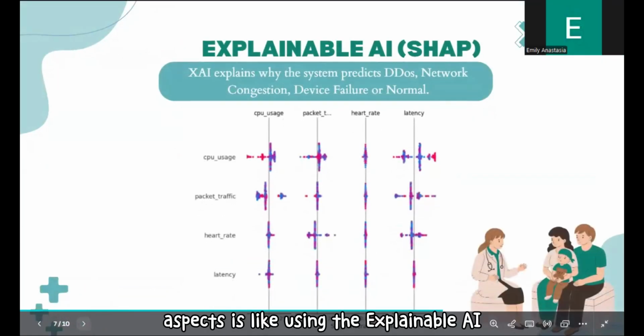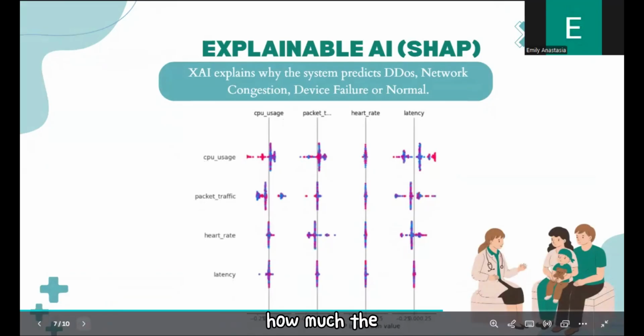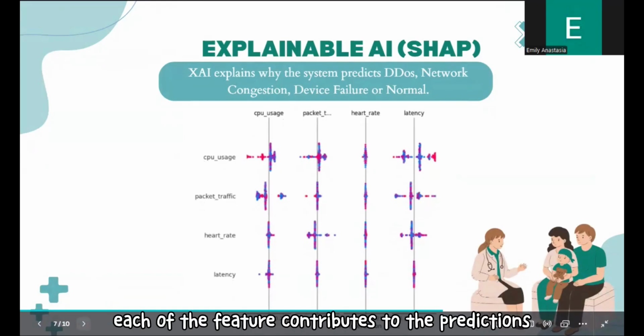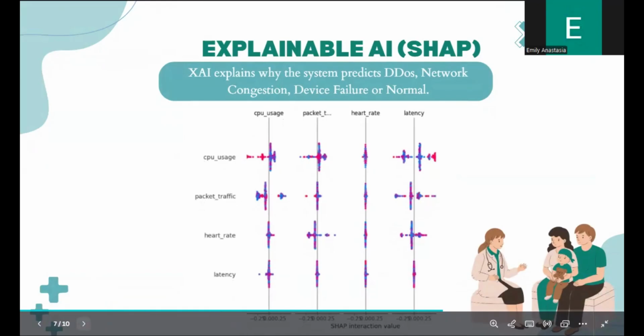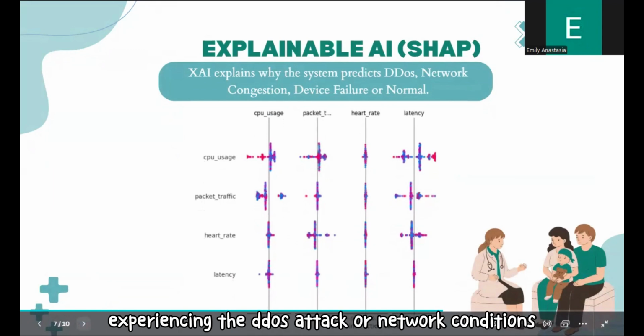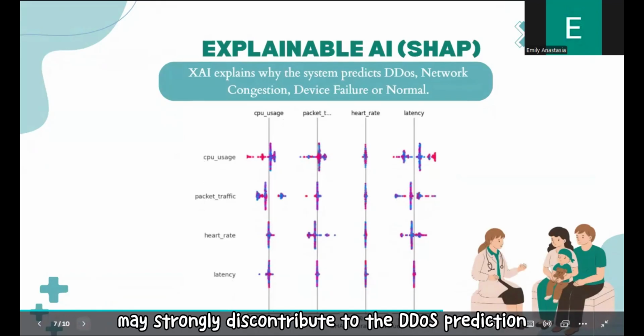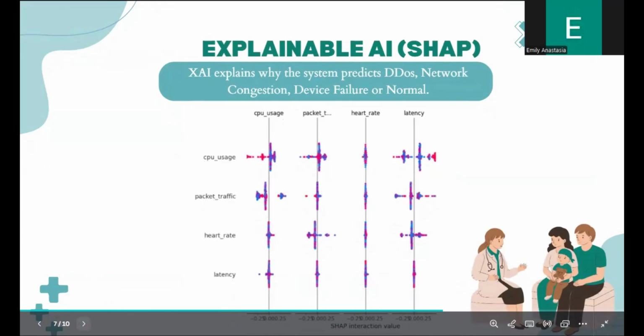And one of the most important aspects is using explainable AI. We use the SHAP model, and SHAP itself helps show how much each of the features contributes to our predictions. Instead of just simply reporting that the device is experiencing a DDoS attack on network connections, the model itself will reveal which factors influence the decisions. For example, high latency and abnormal packet traffic may strongly contribute to the DDoS prediction.